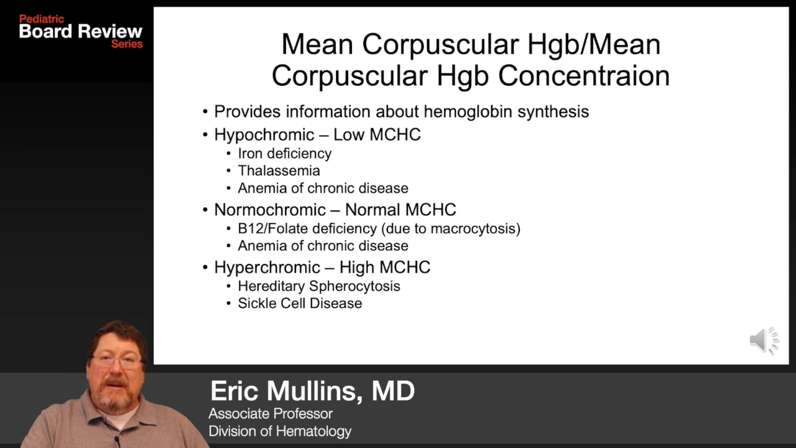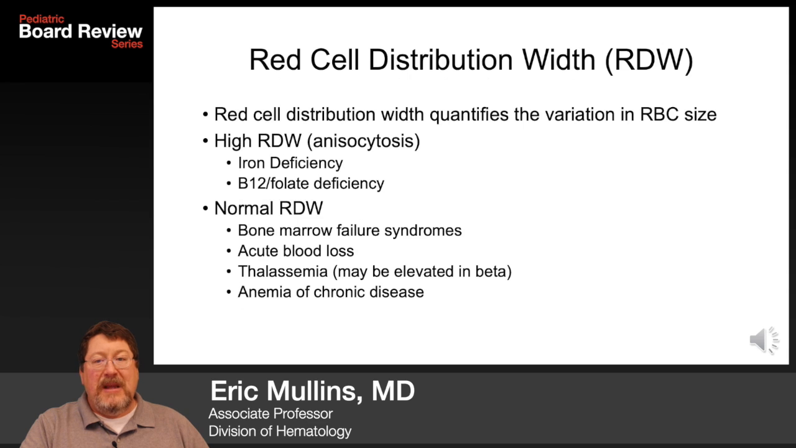And then hyperchromic, meaning a high concentration of hemoglobin, is typically when the cell is dehydrated, and that is most notable in hereditary spherocytosis or sickle cell disease.